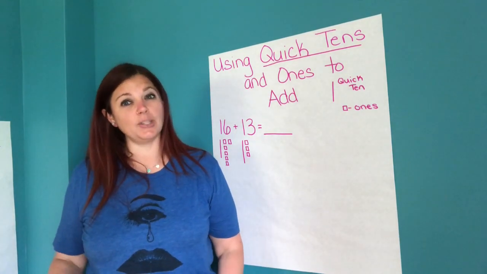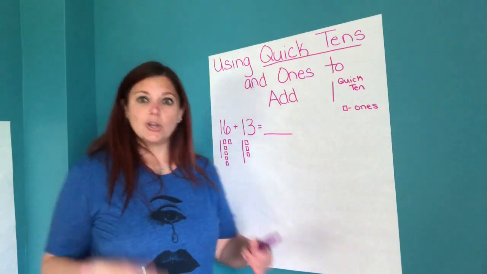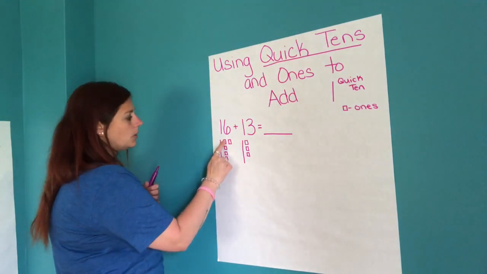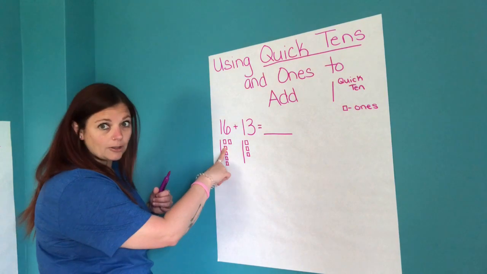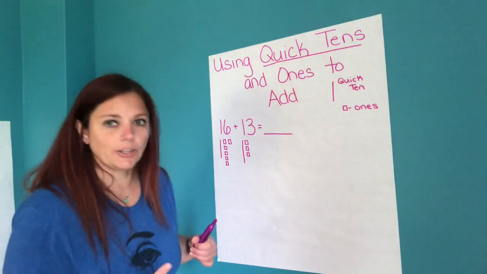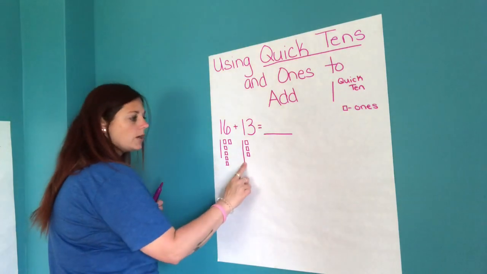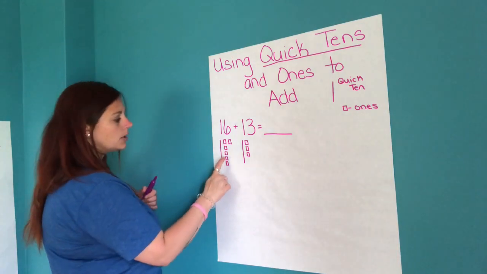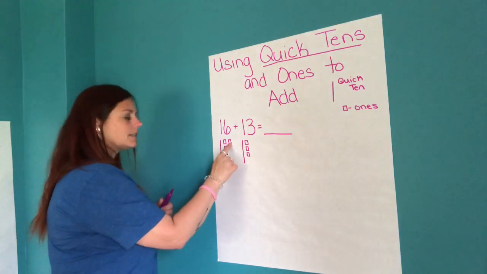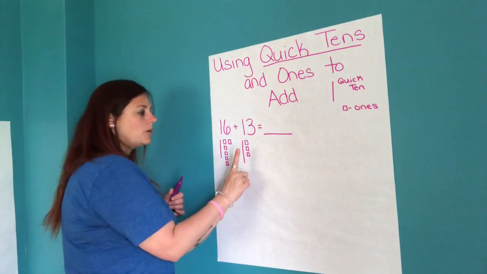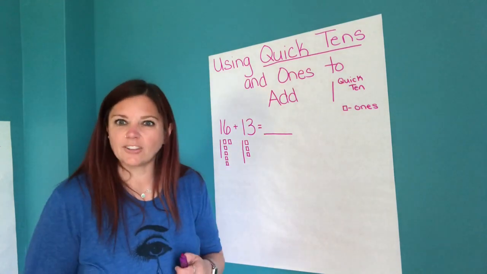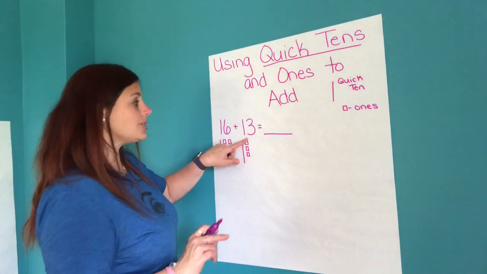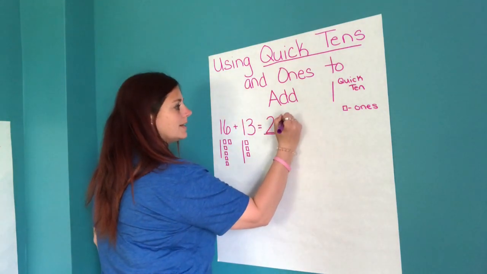When we're counting by tens, we go 10, 20, 30, right? So let's count by our tens. 10, 20, 21, 22, because I just switched counting to ones, right? So let's go back and try it again. 10, 20, switch to the ones. 21, 22, 23, 24, 25, 26, 27, 28, 29. What did I get to? 29. So I know that 16 plus 13 is 29.